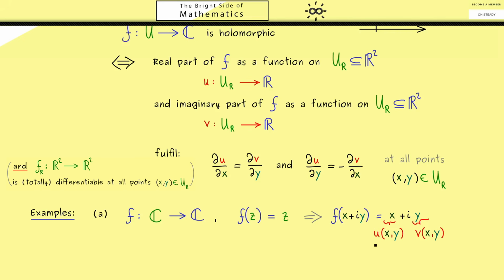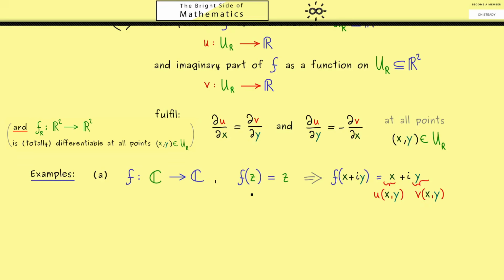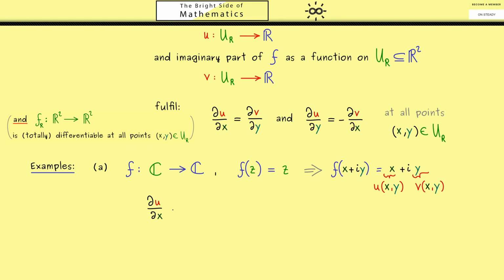And now we just want to check if the Cauchy-Riemann equations are satisfied. So let's write down the partial derivatives. First we have du dx, which is in this case simply 1. In the same way, we also see that dv dy is very easy to calculate because this is a simple function and the derivative is just 1 again. Hence we immediately see that the first equation is satisfied at all points.